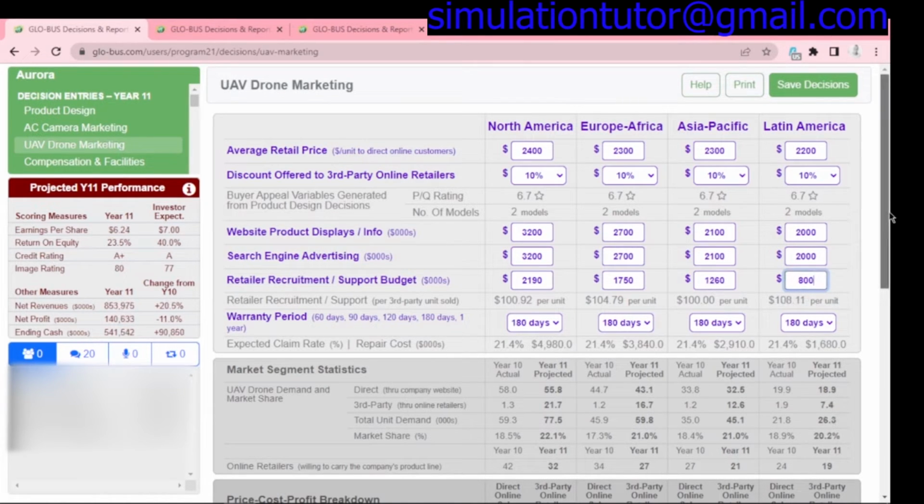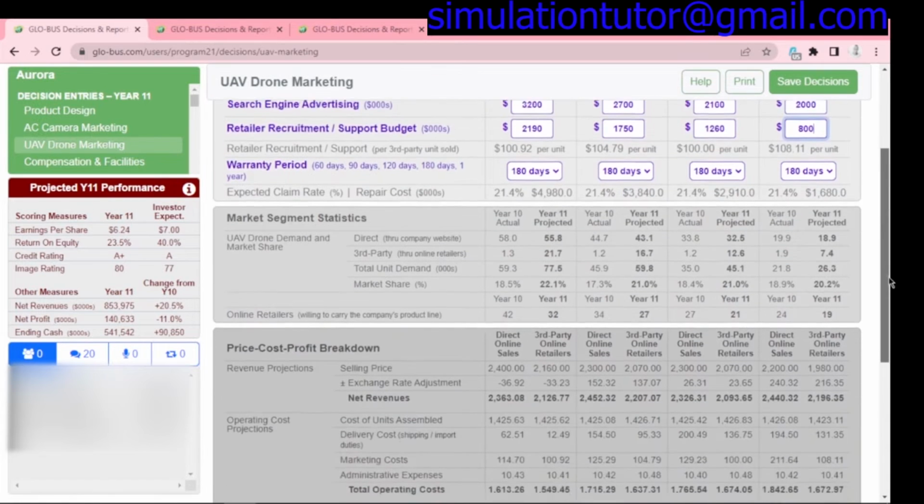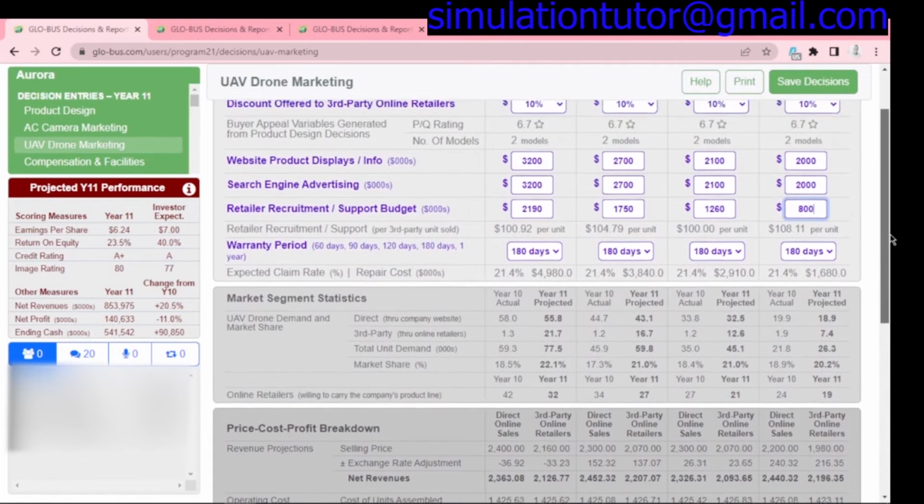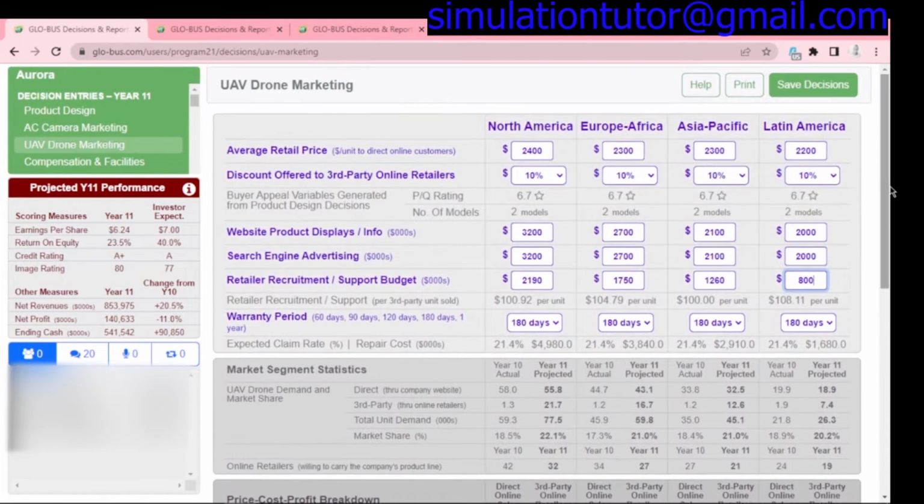So 800, sorry about that change. Okay, so let's set the price. You can see our market share increased in all the market segments, so I don't think we'll have a problem with that. So let's set the price.